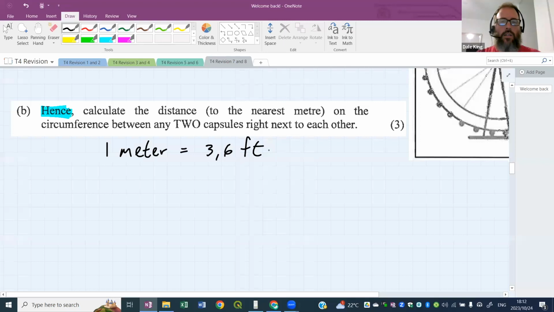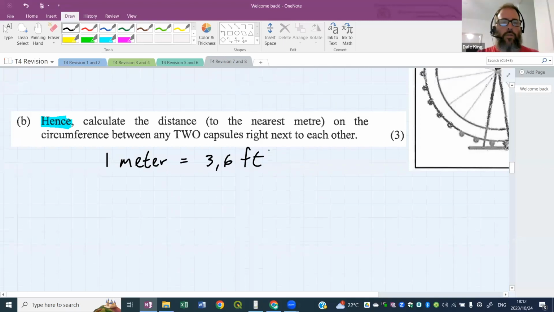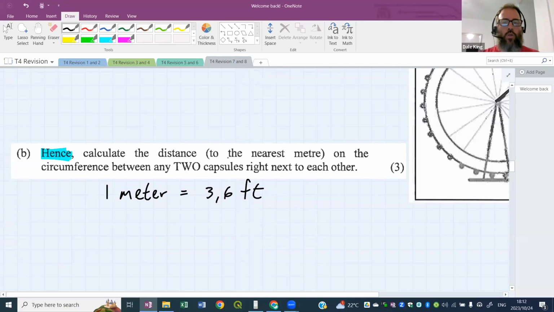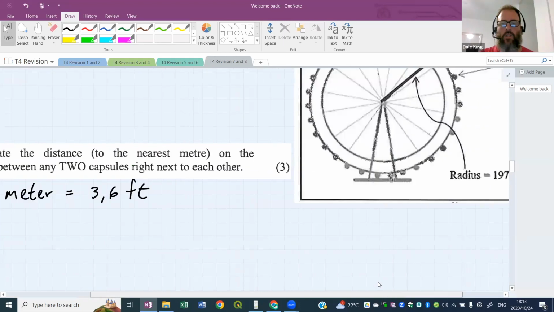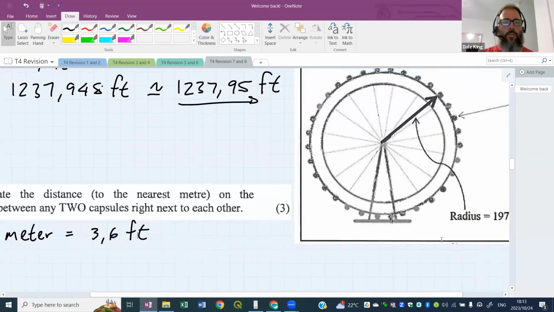They say, hence, calculate the distance to the nearest meter on the circumference between any two capsules right next to each other. Let's understand what this means. If we look at this diagram, we can see that there are capsules. I'm circling one, and there's another one there. What they want us to do is work out the distance between these two capsules on the circumference, in meters.